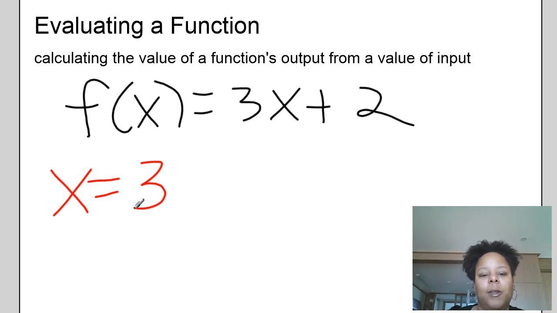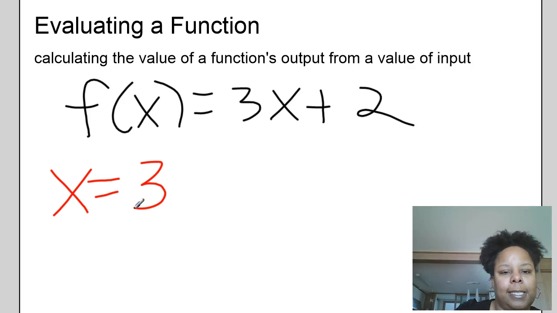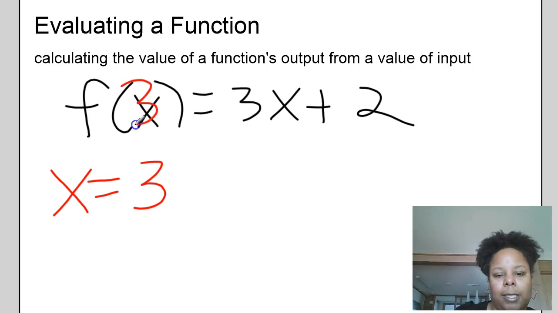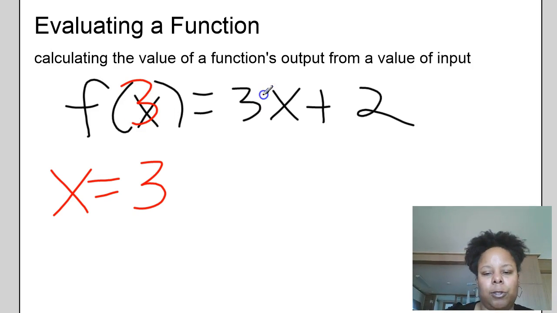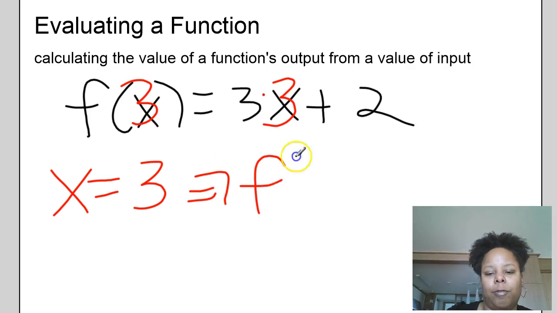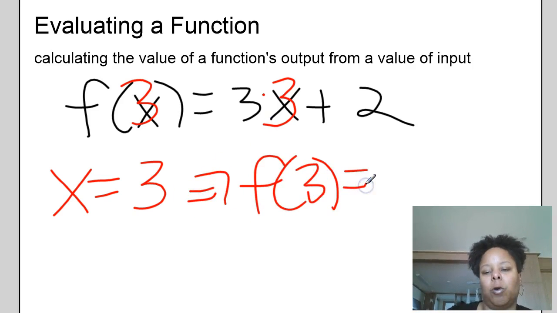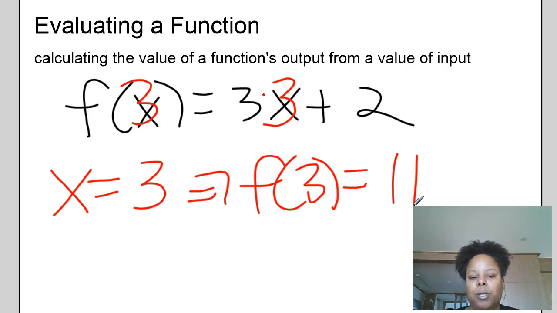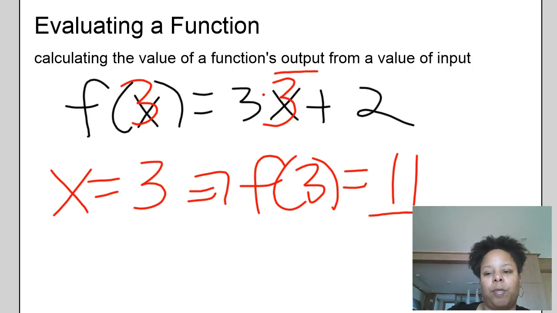Okay, so to evaluate it basically means, most of the time, substituting the value into the function. So in this case, instead of an x, I'm going to input 3. So I'm going to multiply 3 times 3, and my evaluation implies that f of 3 is going to equal 11. That's what it means to evaluate a function: determining the output from the input.